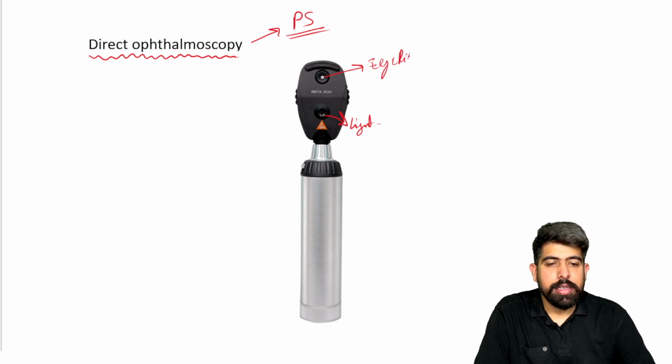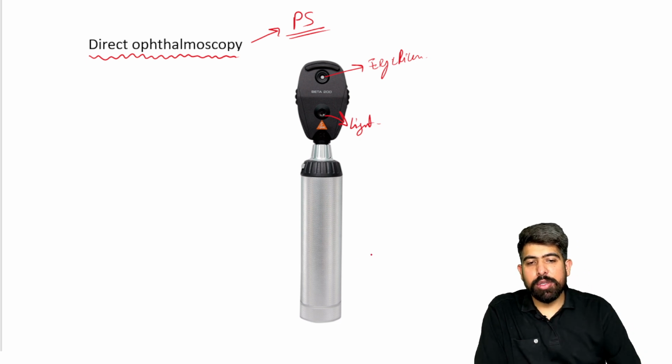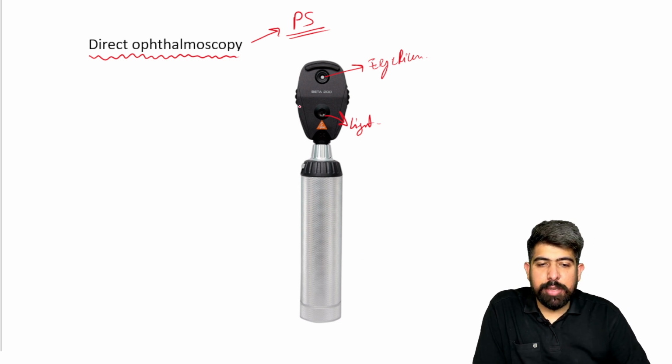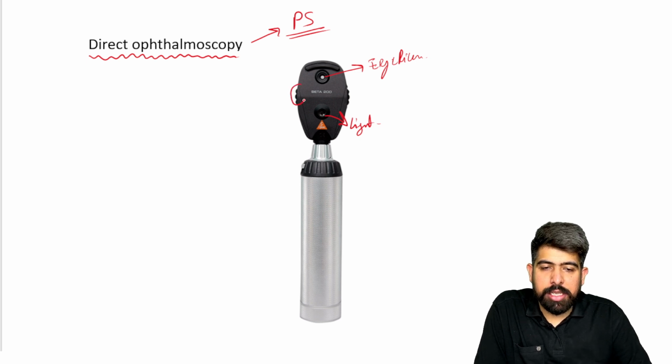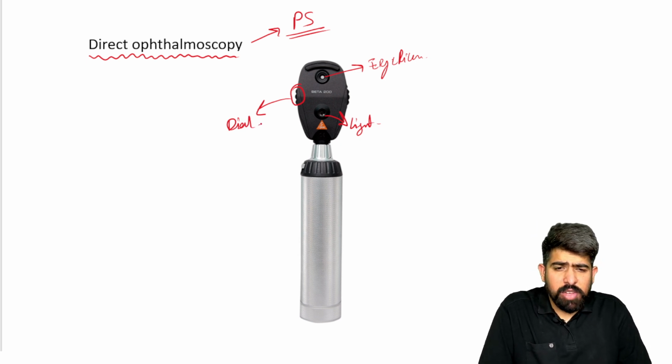Okay, from the eyepiece we have to see. The doctor will be seeing through it. So the light source will pass the light, and the eye from the eyepiece we have to see. Just remember about it. We have the dial on the side of this body. This is the dial of your direct ophthalmoscope, on the side of the body, right?